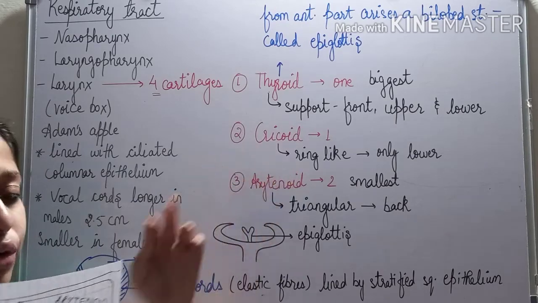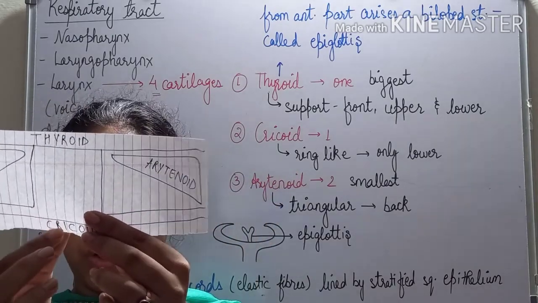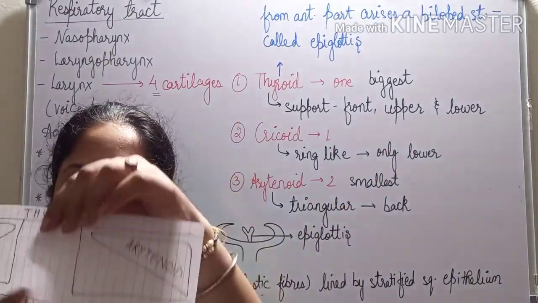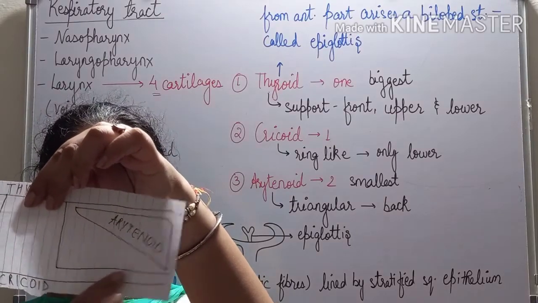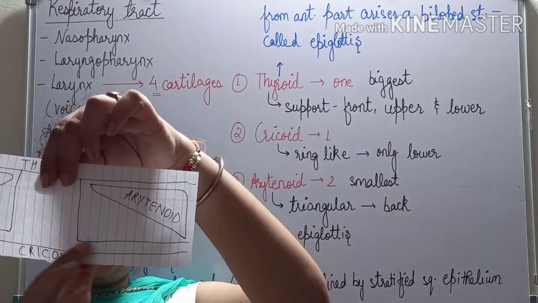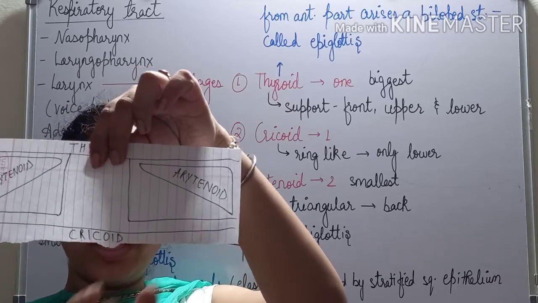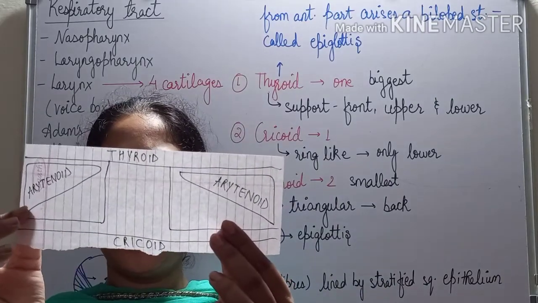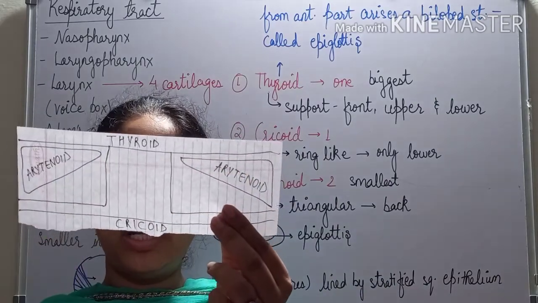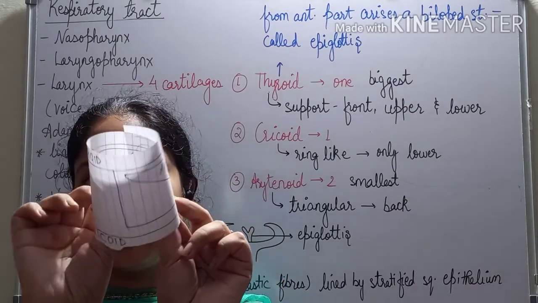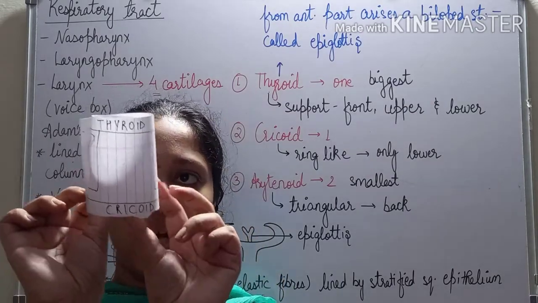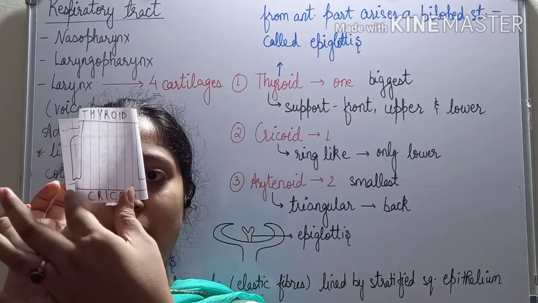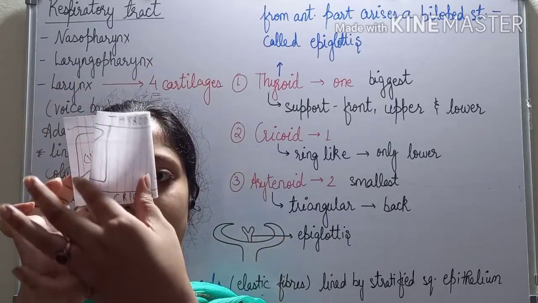Now where is the cricoid present? Below the thyroid cartilage, it is ring-like. It is present only in the lower part. So here is the cricoid cartilage, just below the lower portion of the thyroid cartilage. And at the sides are the arytenoid, two arytenoid cartilages, because when we fold it, see how it is present at the top, in the front, and in the lower.